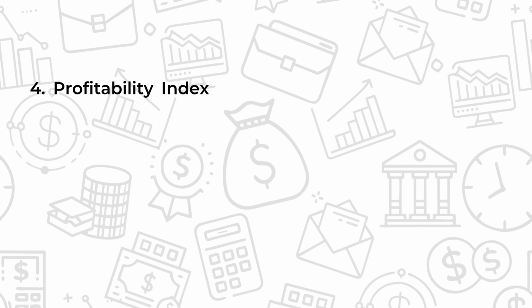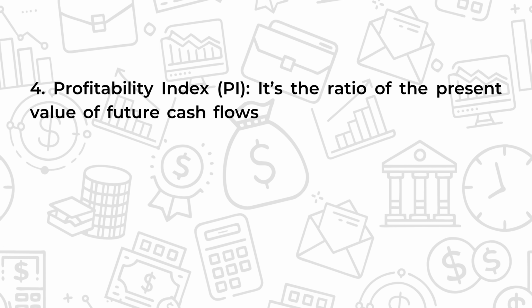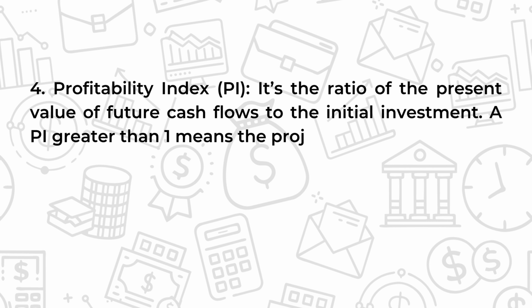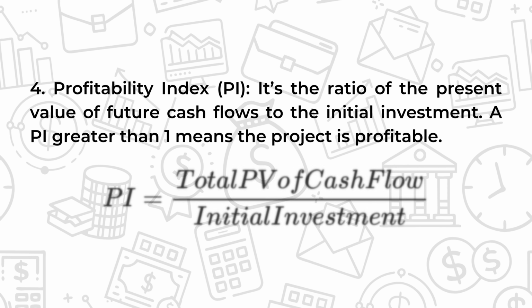4. Profitability Index, PI. It's the ratio of the present value of future cash flows to the initial investment. A PI greater than 1 means the project is profitable. The formula is total PV of cash flow divided by initial investment.